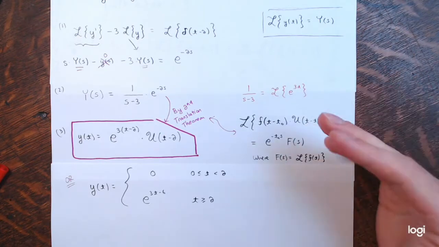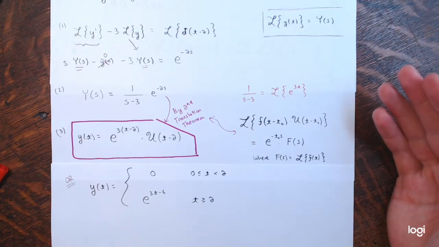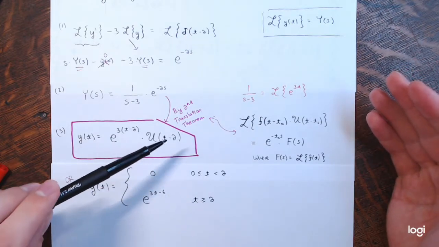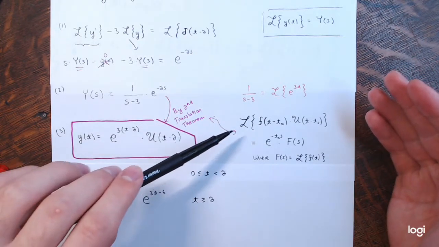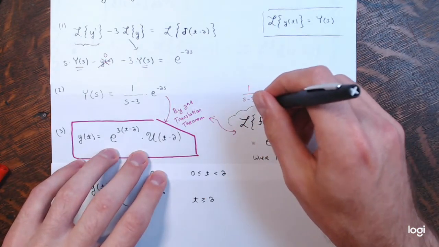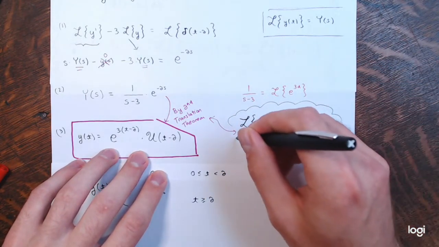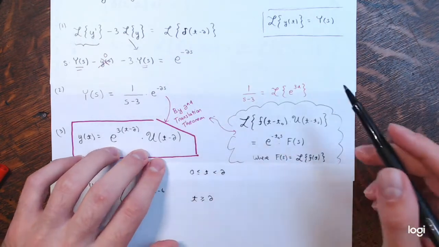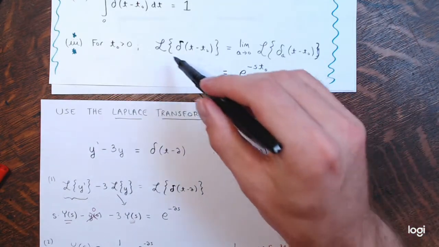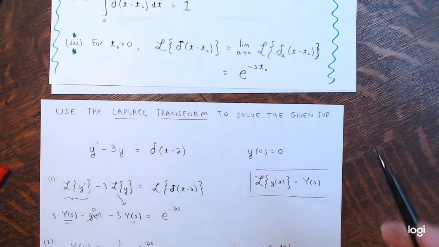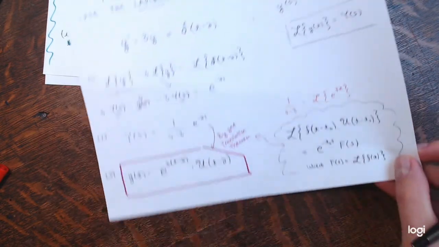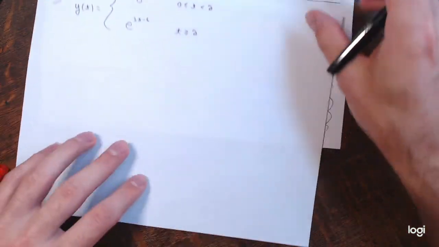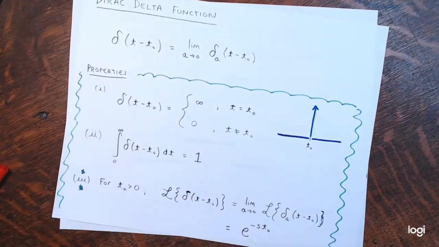Right, and that's really it. I hope so. You're going to have to remember the second translation theorem, which was again this thing in the bubble here, and also the Laplace transform of the Dirac delta function, which is stated on the previous page. All right, so let's do that again. I'm going to do that several more times. I got two more examples.